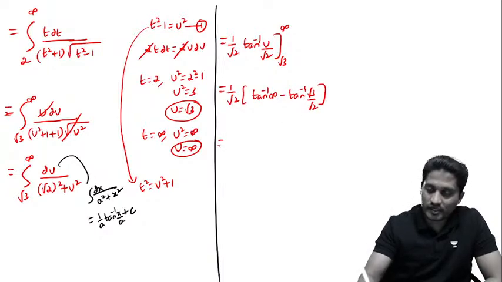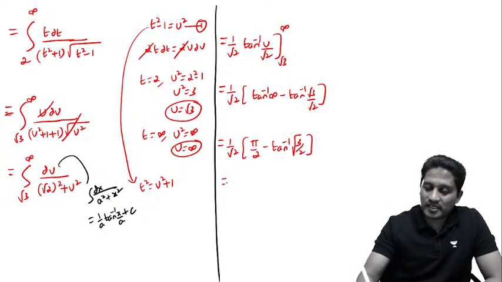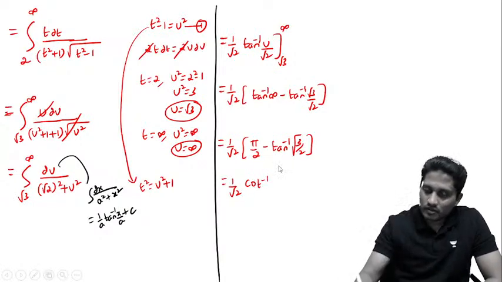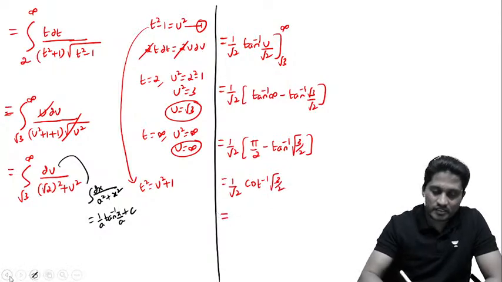Okay, now this is 1 by root 2. Tan inverse of infinity is pi by 2. Pi by 2 minus tan inverse of whole root of 3 by 2. 90 minus tan inverse is cot inverse, right? So this is cot inverse of whole root of 3 by 2. Okay, I will still not find options here.